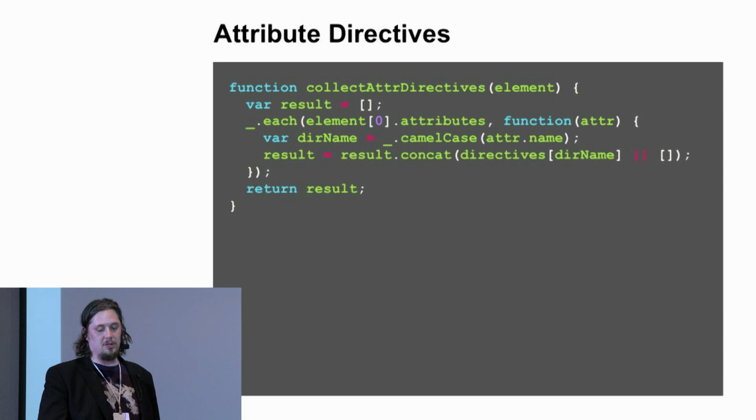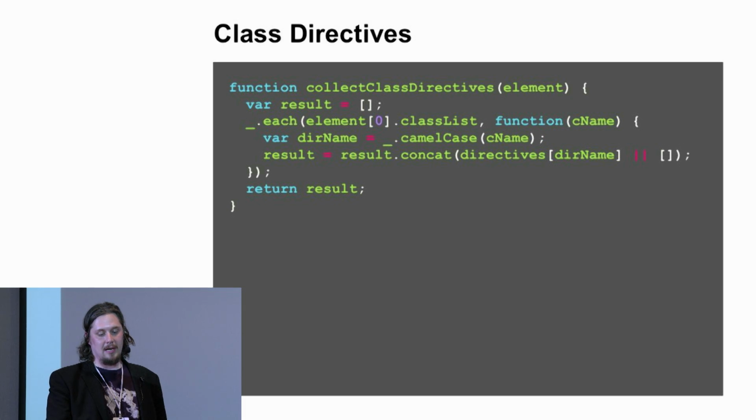For attributes, we do a similar trick, except that we have to have a loop here because an element may have several attributes on it. So we iterate over them. For each attribute name, we camel case it and then find the corresponding directives from our storage and combine all of those into this single result array and return it. So we go over each attribute, find the directives that match, and return everything we find.